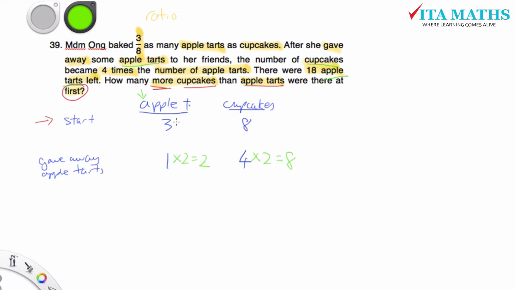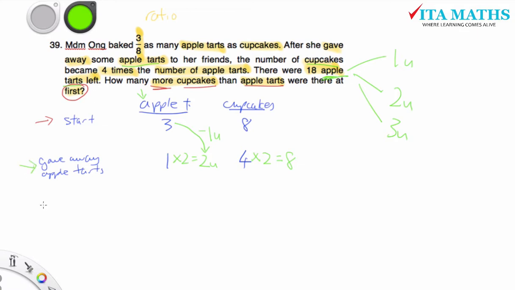So now, you take a look. From 3 to become 2, this is minus 1 unit, right? Minus 1 unit. So to minus 1 unit, you will get 2 units left. So there were 18 apple tarts left. So is 18 apple tarts equal to 1 unit or 2 units or 3 units? Because this is what we have here: 3, 1, 2. Which one is it?